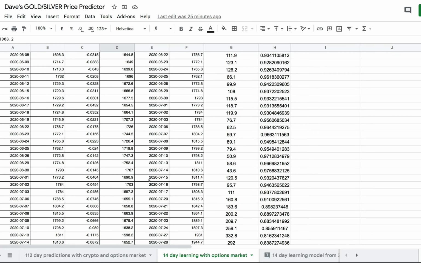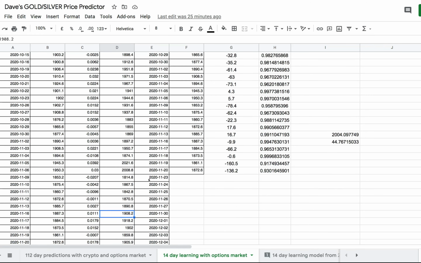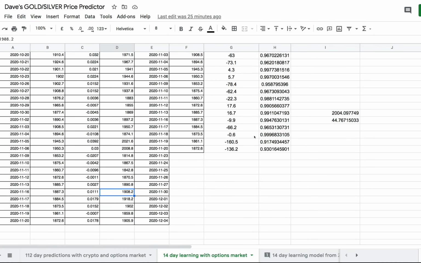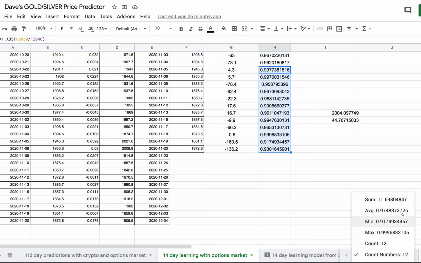And I've gotten a decent reading from it in terms of how accurately it predicts the price of gold. And you can see here that, for example, for the recent days of accuracy, I have on average 97%, which isn't bad. You know, it's pretty spot on. It's pretty good.